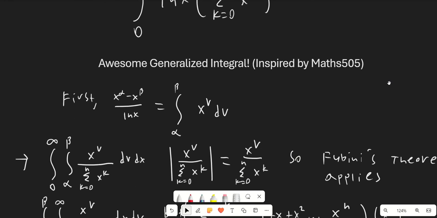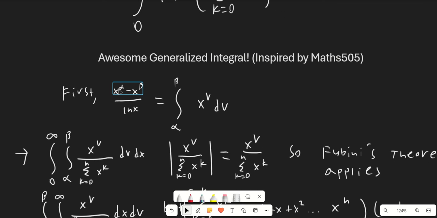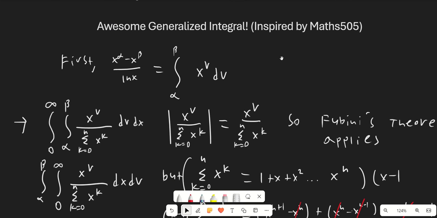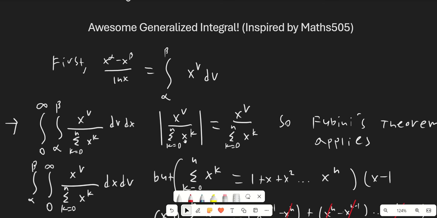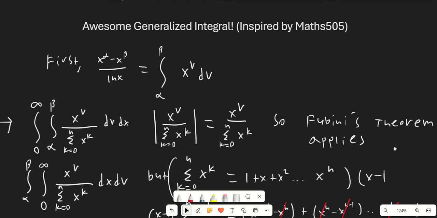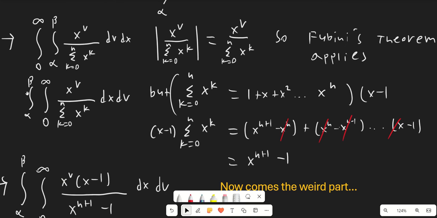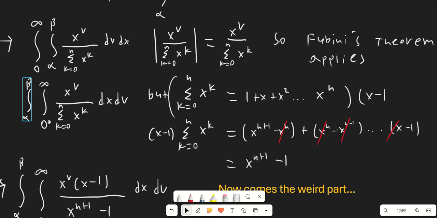So first, we're going to use the fact that the integral from β to α of x^v dv gives us (x^α − x^β) over ln x, which is just this expression right here. So we sub that in, and we get the integral from 0 to infinity of the integral from β to α of x^v over the sum from k equals 0 to n of x^k dv dx. Now, since the absolute value of this expression is the same as the expression, we can go ahead and apply Fubini's theorem because we know the original integral converges, so we can interchange the order of integration here. But the thing is, here on the bottom, this summation is a little bit nasty to deal with.